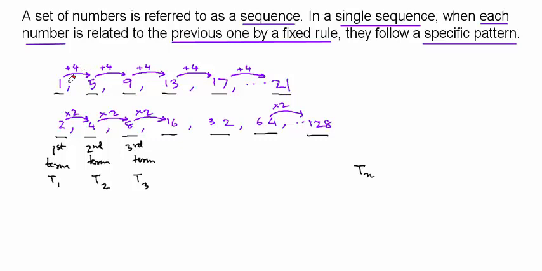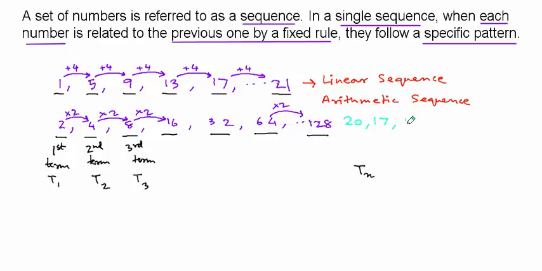When the difference between the consecutive terms in a sequence is fixed, we call it a linear sequence, also called an arithmetic sequence. In an arithmetic sequence, the numbers can also decrease. So you can have a sequence as 20 and then let's say 17, 14, 11 and so on.